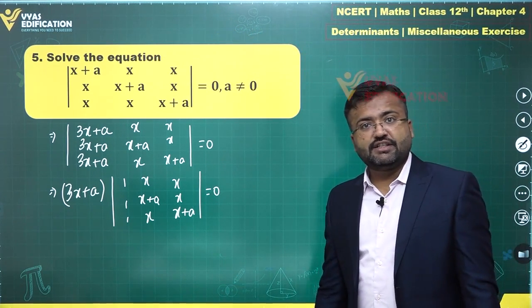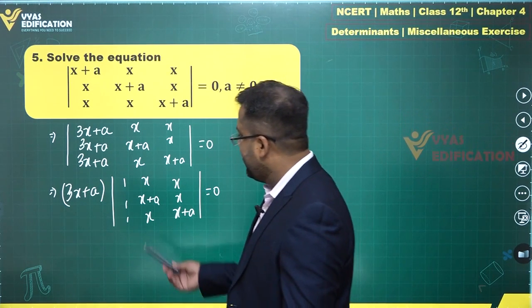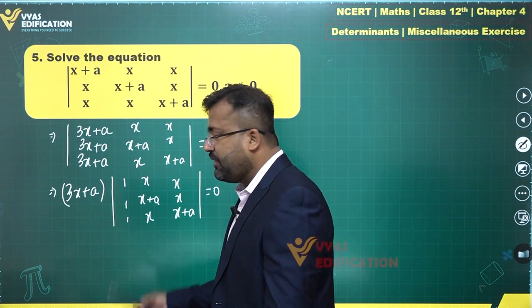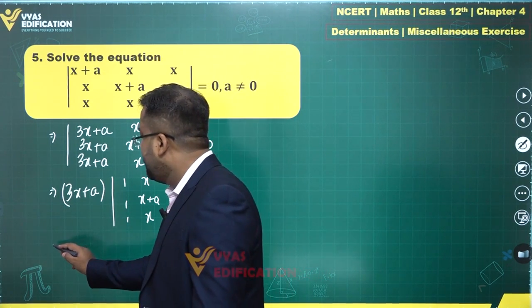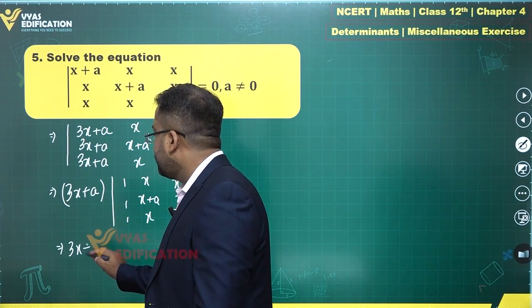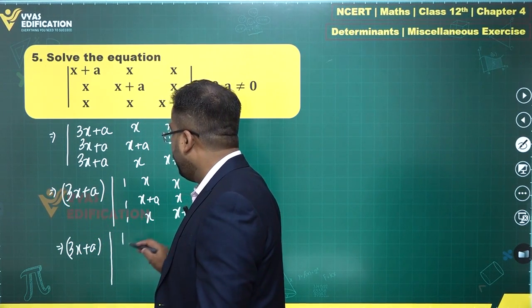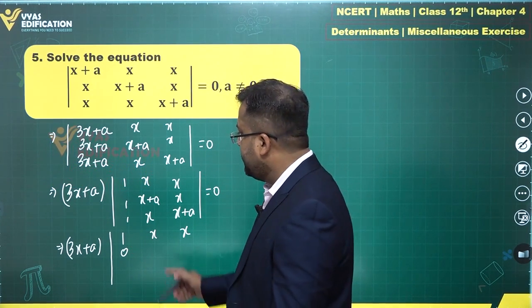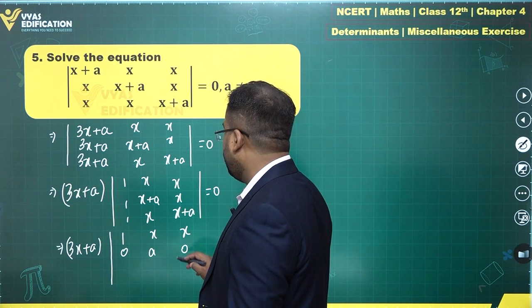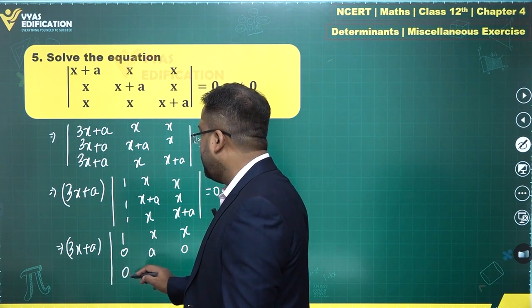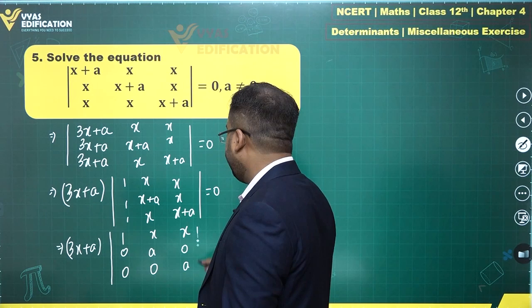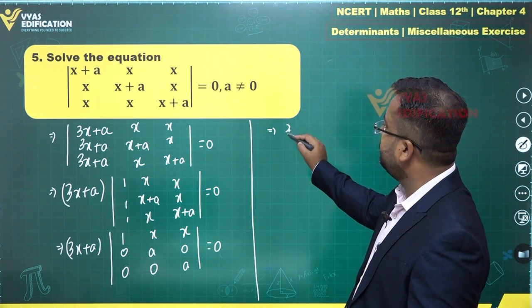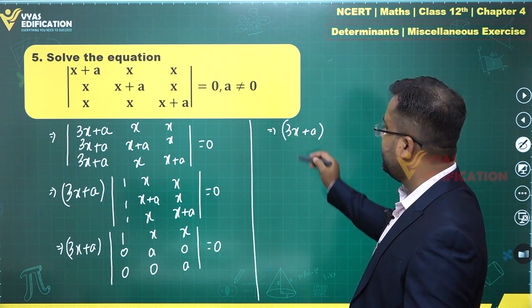Now can you create some zeros? Yes, I can create some zeros by subtracting R1 from R2 and from R3 as well. Let's try to do that. This gives me 3x plus a, which is okay. The first row, 1, x remains as it is. R2 minus R1 will become 0, a, 0. And R3 minus R1 will also become 1, 0, a. This is equal to 0. Therefore, what I get is 3x plus a is outside, waiting outside, let it wait outside.